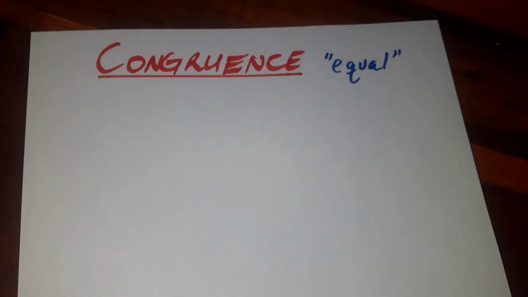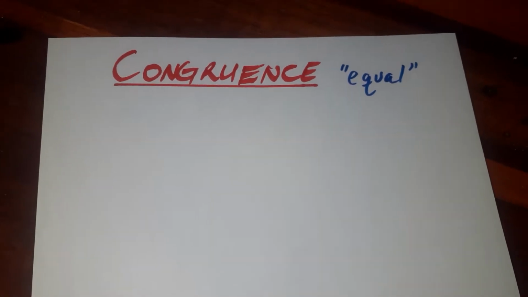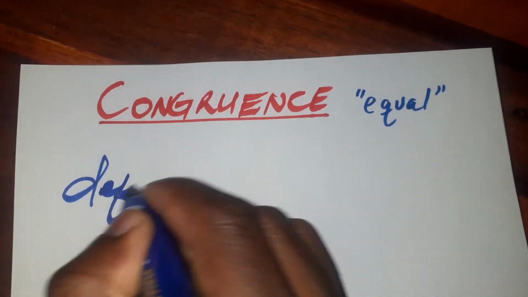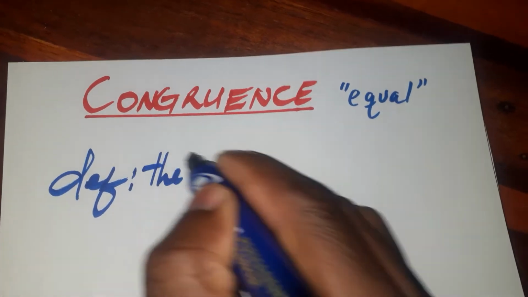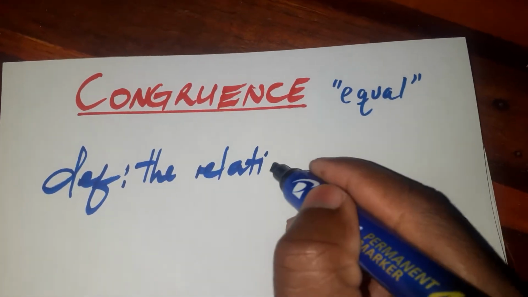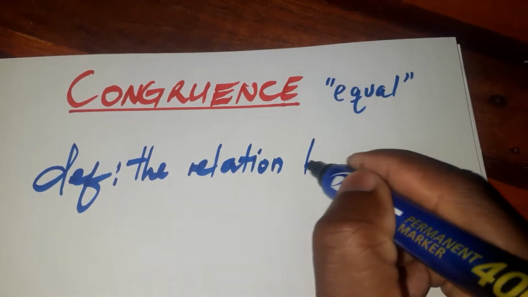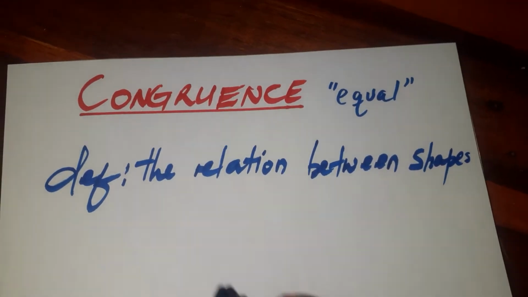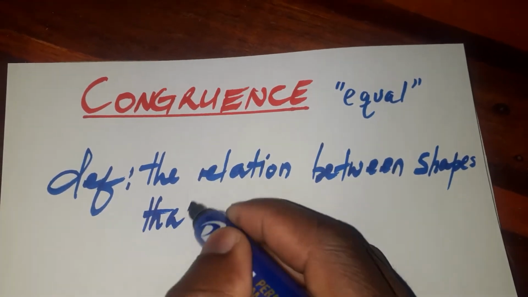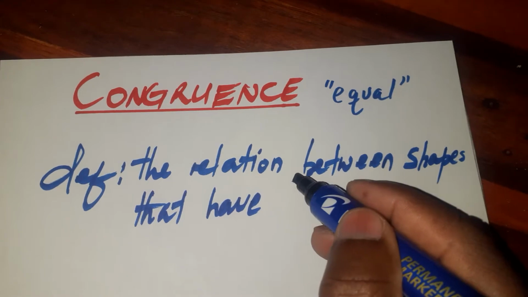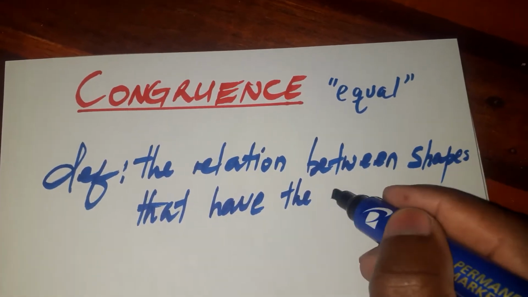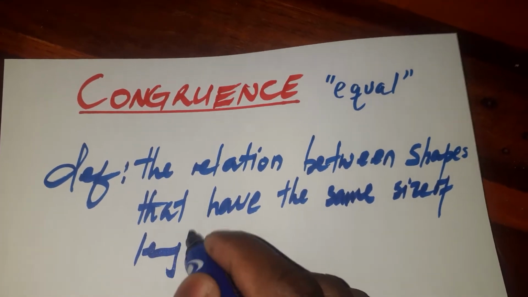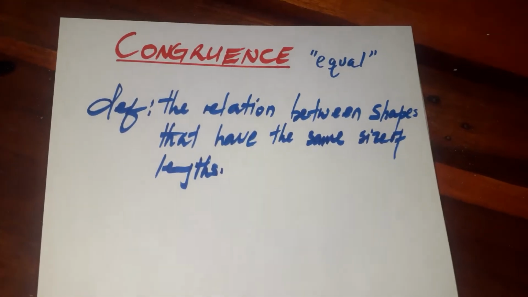Now, let me quickly try to give a definition of what is congruency. In short, we can say that congruence is actually the relation between shapes that have the same size of length. I'll explain further.